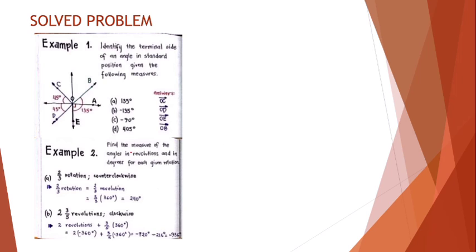Example 2. Find the measure of angles in revolutions in degrees for each rotation. In given A, we have 2/3, and its rotation is counterclockwise. Basic lang to sa totoo lang yung revolutions. Kapag counterclockwise, i-multiply nyo yung fraction sa positive 360. Kapag clockwise, negative. Ngayon, kung i-multiply nyo to, magiging 720 degrees divided by 3. Ito lang din ang sagot nyo.